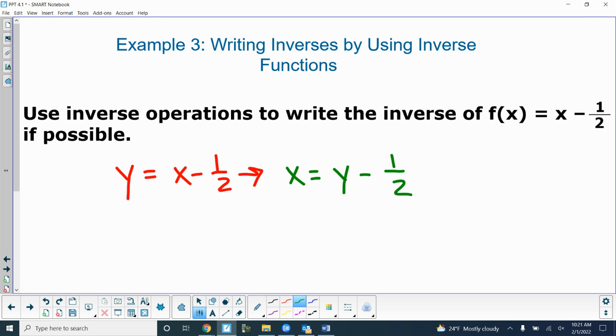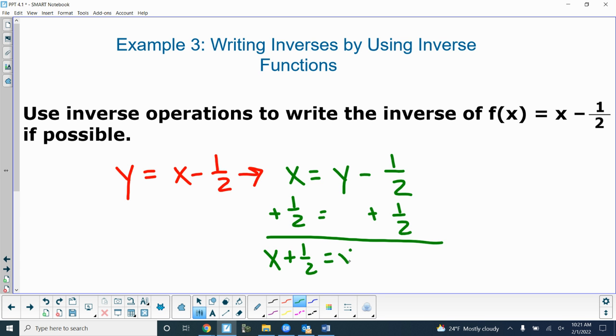Subtract 1. Okay, add the 1/2, right? And then we're done. So when it's addition or subtraction, it's really easy, if that's the only thing we're doing. It's going to get a little more complicated in a minute, but not bad. So that's our inverse function.